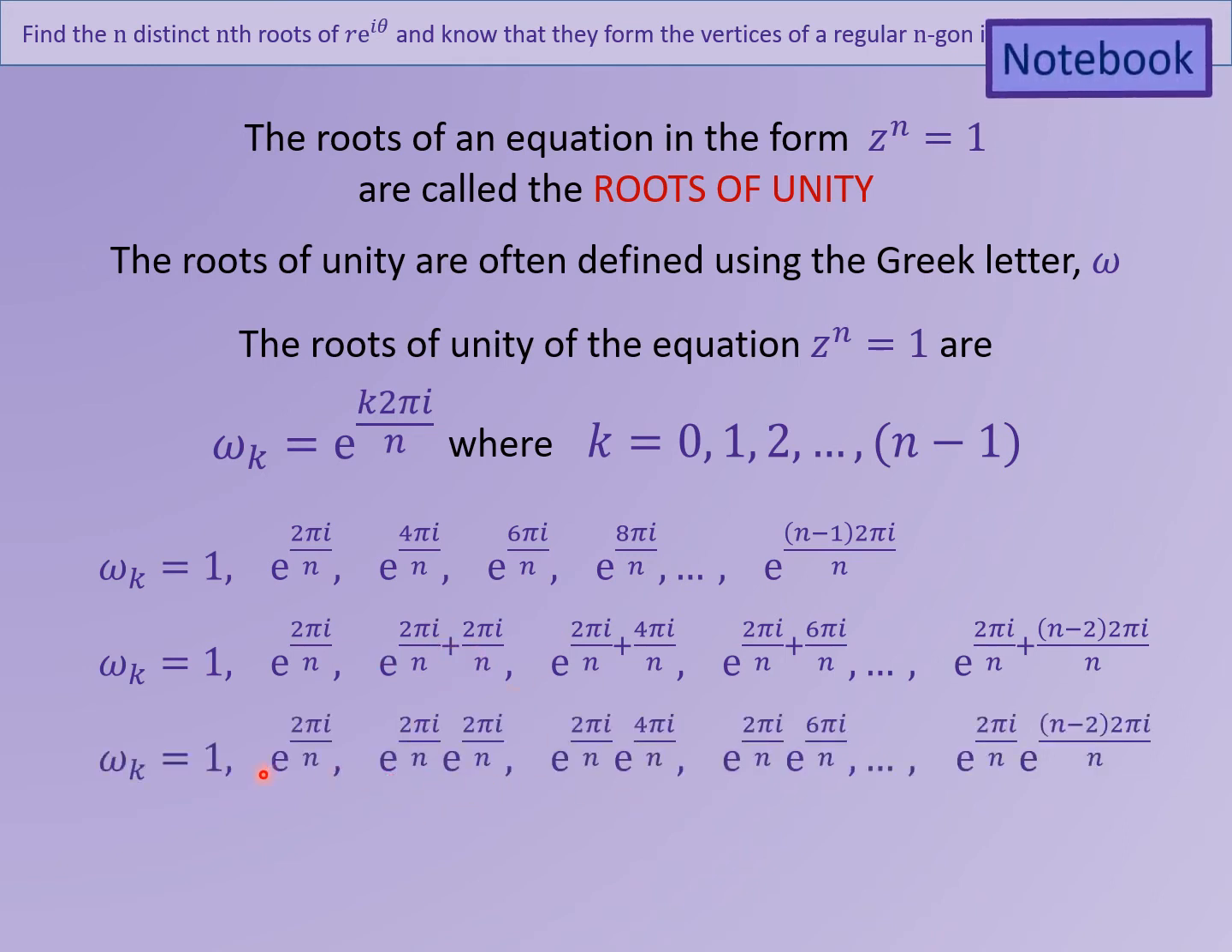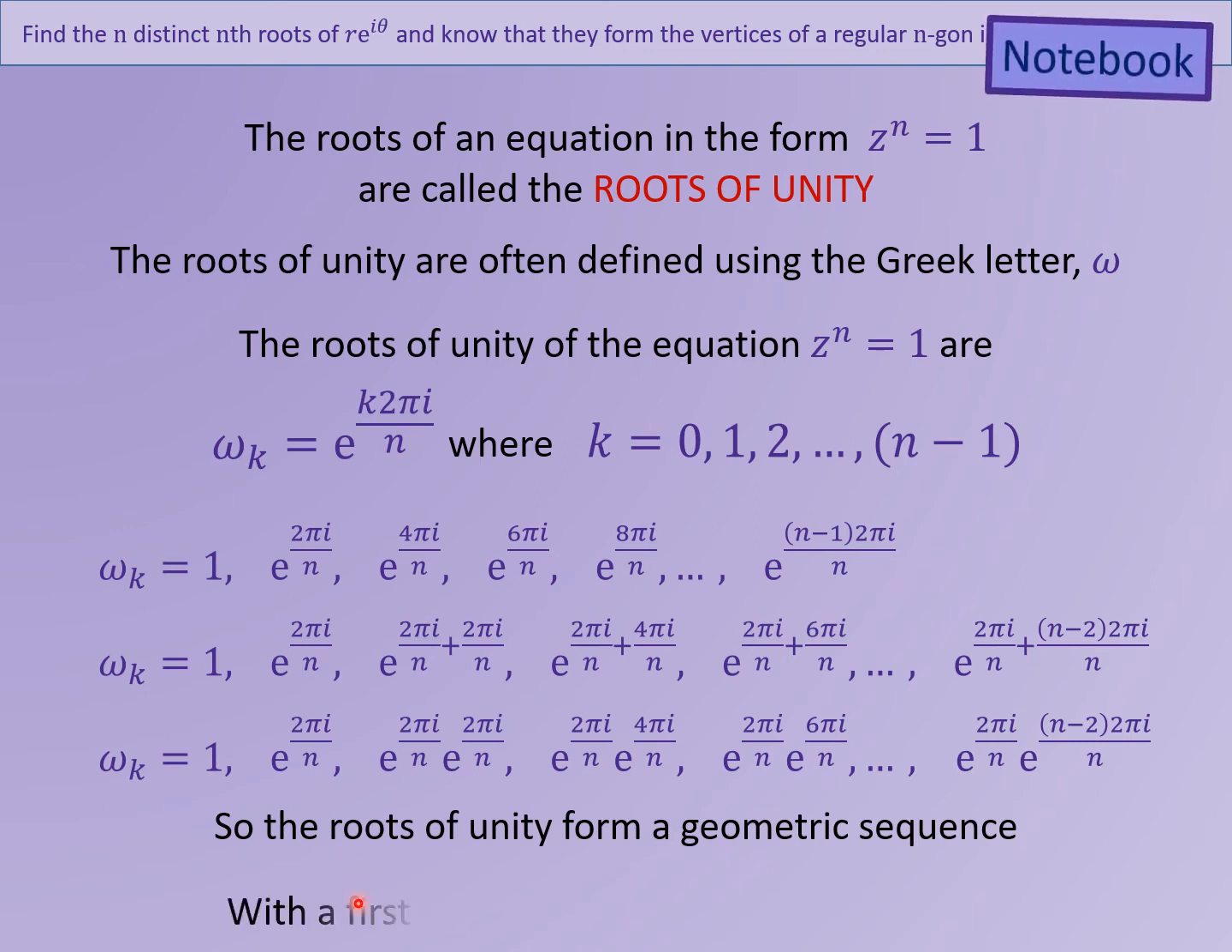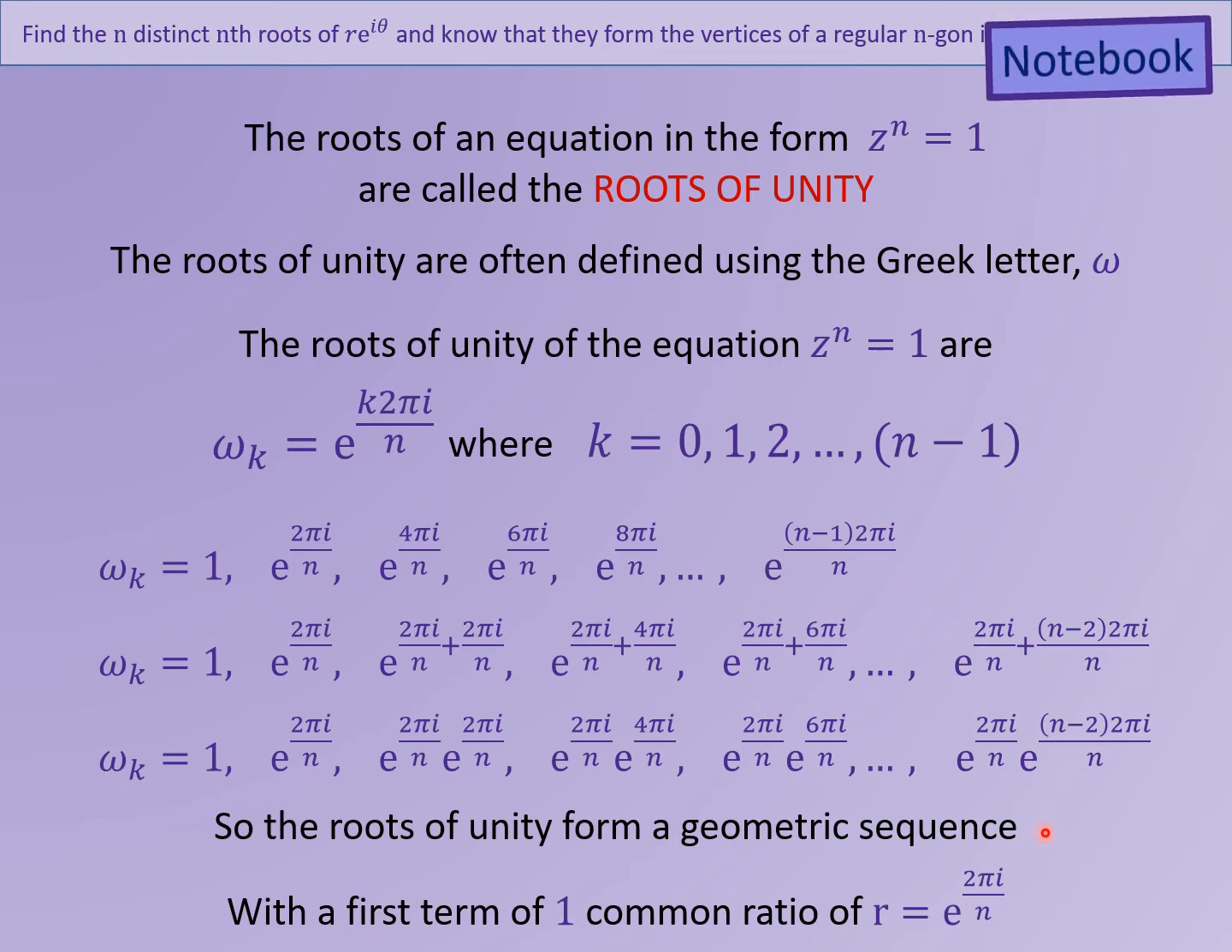And the reason why I've done it is just to show you that actually you're dealing with a geometric series here. You're multiplying by the same thing every single time. So I can say that my a value is going to equal 1 and my r value is going to equal e to the 2 pi i over n. So that is what I can get from that fact, that if you wrote down the roots of unity, then you're writing down a geometric sequence.